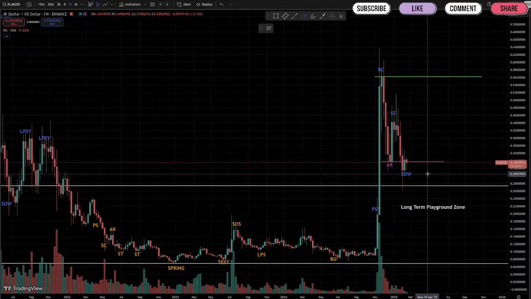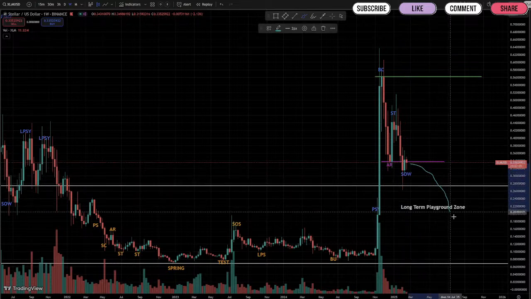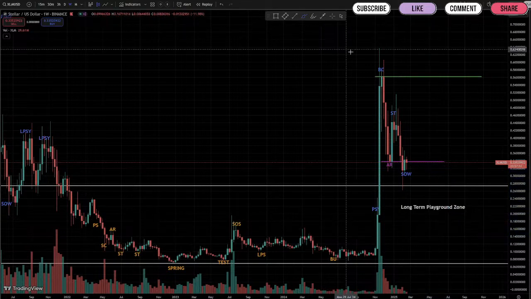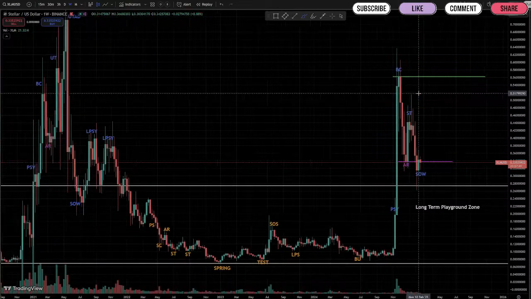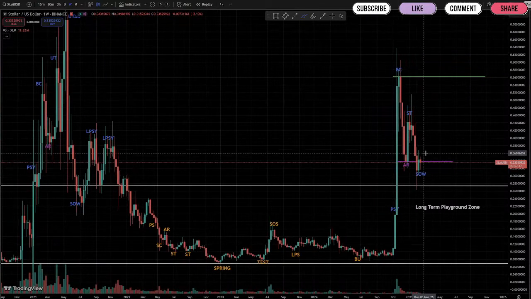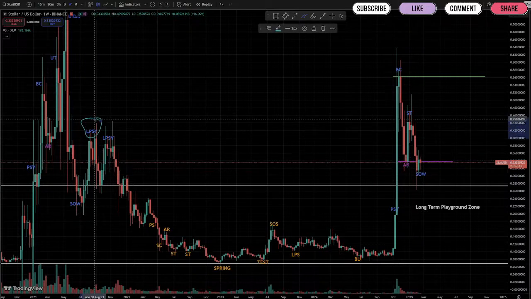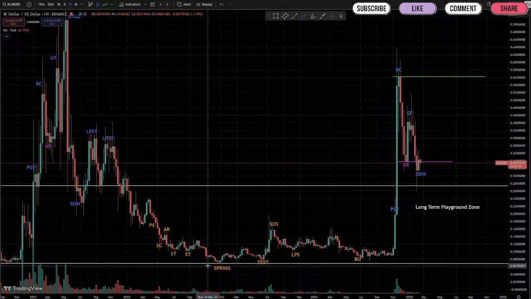It can mean that with the red candle we have this week, if there's no further demand, the price will slowly come back to the white long-term playground zone. But if there's some good news for the entire industry or for Stellar specifically, then there's a chance that we would be able to see this kind of last point of supply bounce before the ultimate decline.